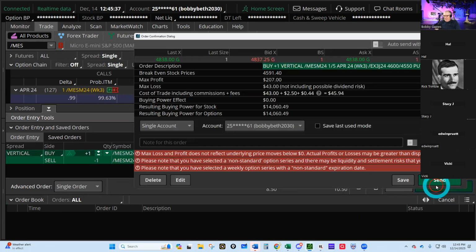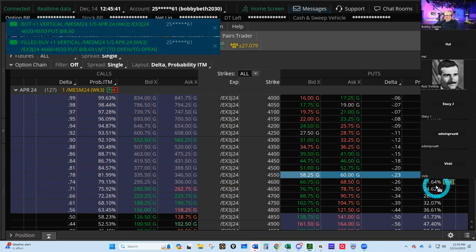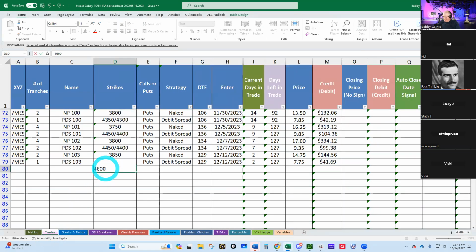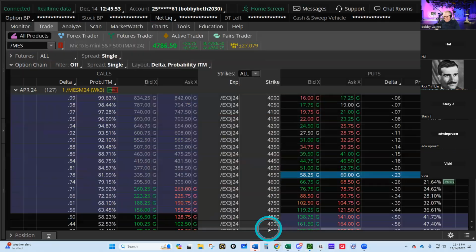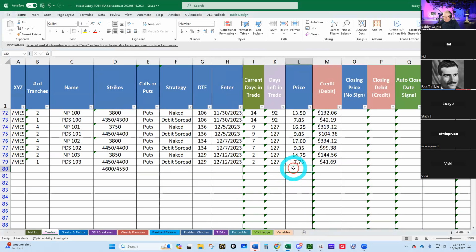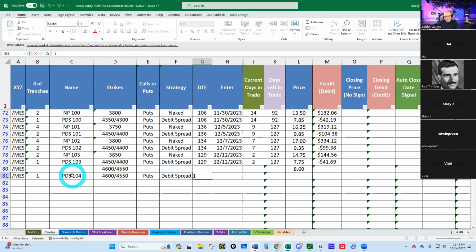Okay. And filled at 860. The 4600, 4550. And we got filled at, what was it, 860? Boy, the mind is a terrible thing to waste, isn't it? 8.60. So let's put that in micro. But I always put my put debit spread second. We'll call this put debit spread 104, 4600, 4550. Put debit spread 127, 12, 14, 23, 860.